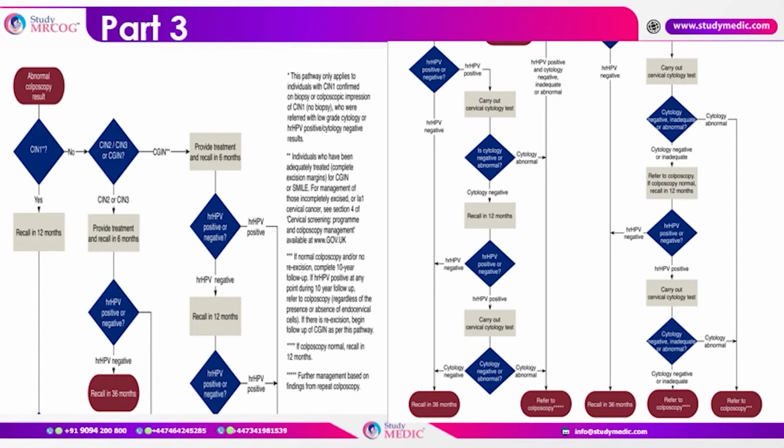Okay. And now coming to the treatment for CGIN. For CGIN, you have to provide the treatment and recall in 6 months, high risk HPV positive or negative. If the high risk HPV is negative, then you need to recall in 12 months. And if the high risk HPV is positive, then you have to again do cytology. So again, depending on the cytology, the whole flow chart will carry on.